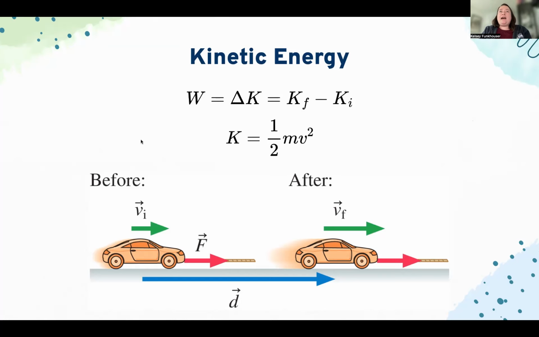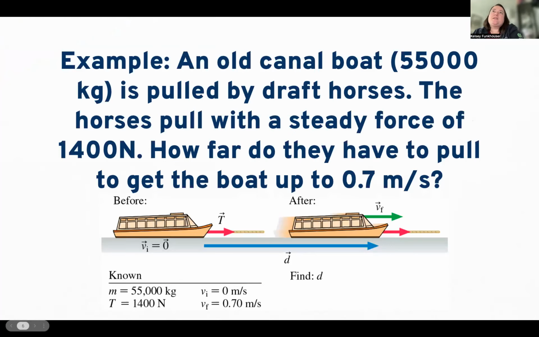So what we have is that the work done, because again, the work is that force applied over that displacement, is equal to the change in kinetic energy of the system, and the kinetic energy is 1/2 mv squared. Now we're going to do an example of this, but I'll read it to you first.